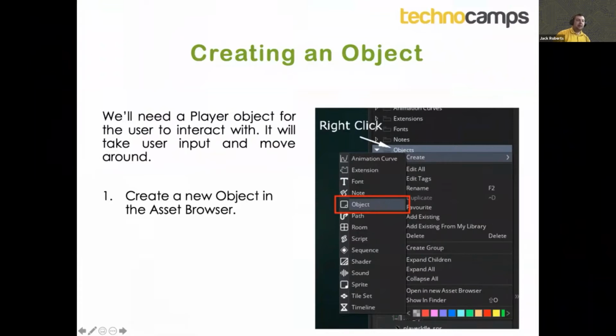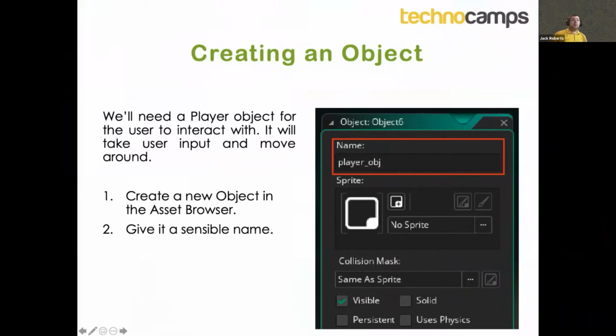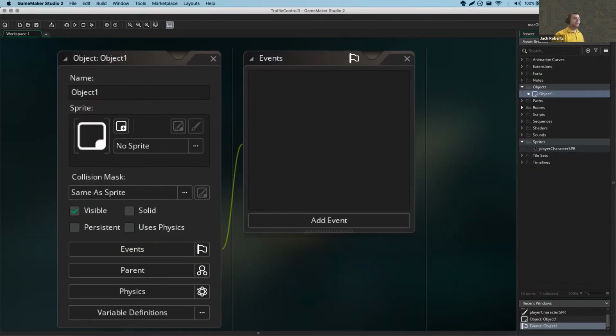So after creating an object, again, we need to give it a sensible name. So I tend to call my player character object player character. It's quite imaginative. But again, I like to put a little indication that it's an object type. So I usually put the letters OBJ at the end or something like that. That's just a reminder for me if I'm looking through a list of assets. So over in this window that opened up where it says the name box in the top left, I can change that to player character. And I'm going to call this one OBJ at the end.